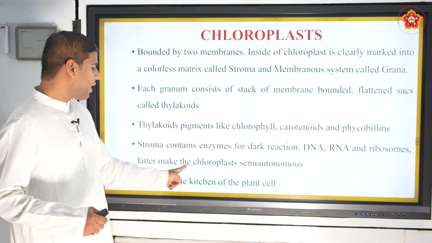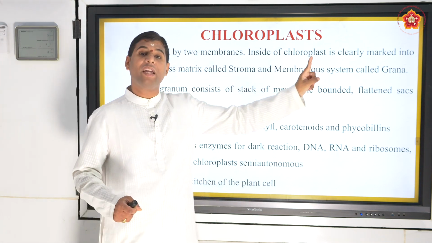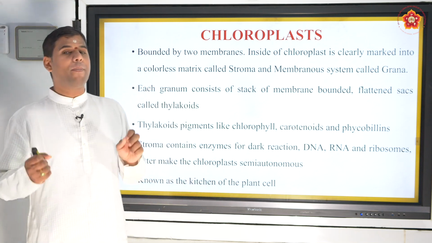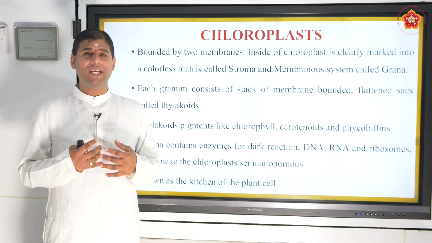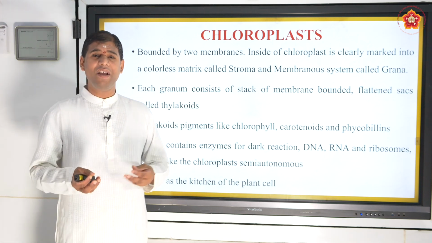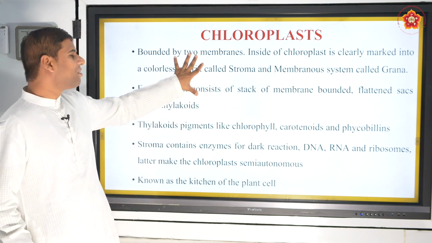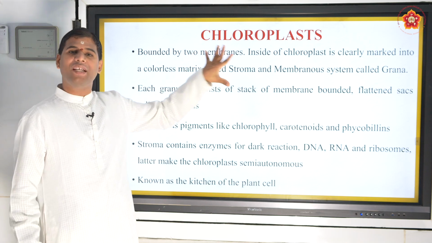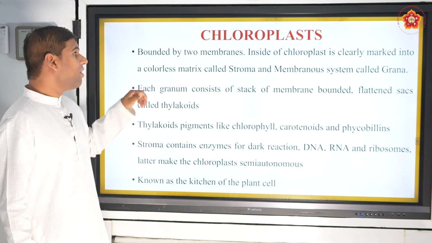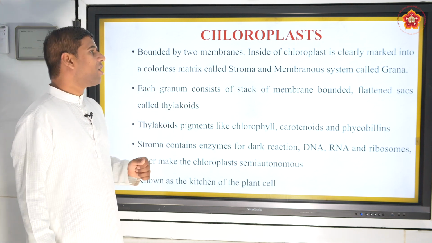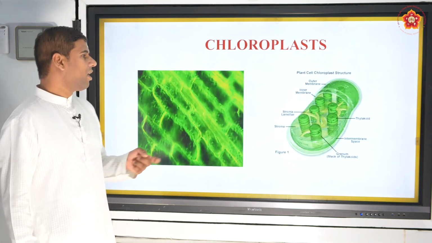This is also known as the kitchen of the plant cell. In the plant cell, all the food and everything is prepared. What is in the kitchen? Yummy, you have all these things in the kitchen, right? Food, everything is prepared in the kitchen. So in the plant cell, chloroplasts are known as the kitchen of the plant cell. That's about the chloroplasts. They also give the green pigmentation as they contain chlorophyll.